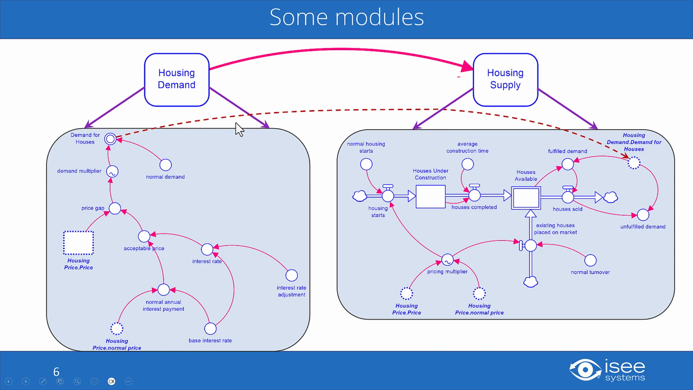Somehow they're connected, and the connection you can't see when you look at either one of these, but it's here. Demand for houses here is connected to this ghost variable here that's named housing demand dot demand for houses. So housing demand's the module name, there's a dot, and then there's the variable name. So that gives you a very quick introduction to how these work.